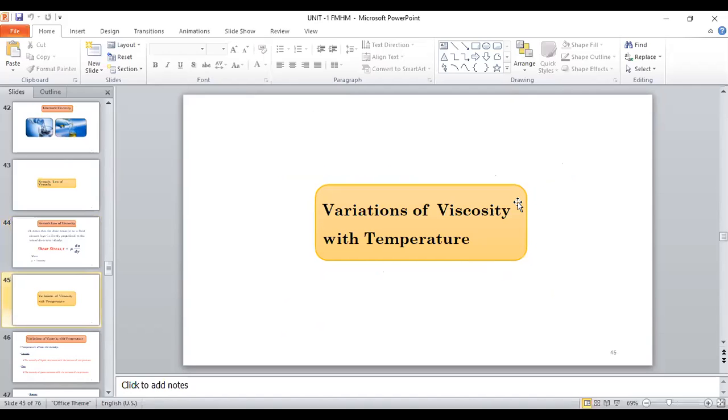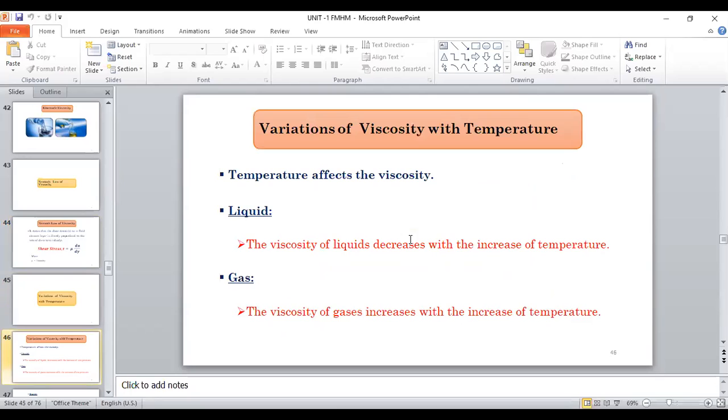Okay, next. So what happens to the viscosity when we are increasing or decreasing the temperature? Nothing but the variation of viscosity with temperature. Next we are going to see. So temperature affects the viscosity. If it is a liquid, the viscosity of the liquid decreases with increase in temperature. As you increase the temperature, the viscosity of the liquid gets decreased.